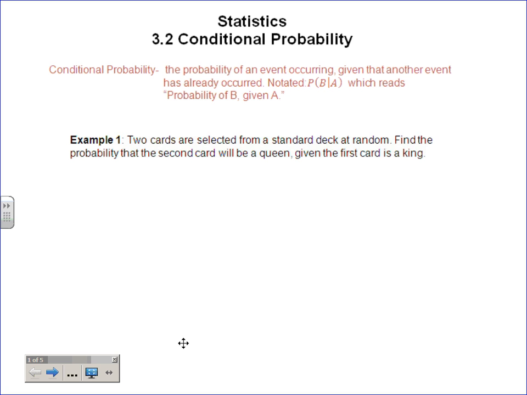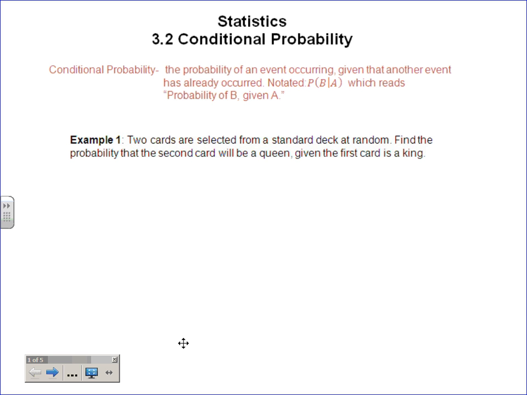All right, so example 1 says 2 cards are selected from a standard deck at random. Find the probability that the second card will be a queen given that the first card is a king. We're going to say that the king was not replaced in this particular one because that's always a question. Was that one put back in or not? And here we're going to say that.